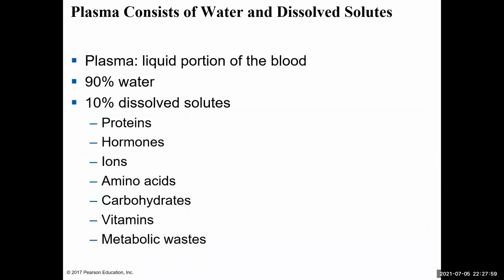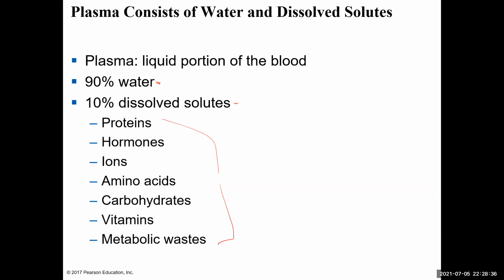So looking at the different components of whole blood, summarizing what's in those components and what they do, we're going to start with plasma. Like I mentioned, plasma is the liquid portion of the blood, mostly water, 90% water. The remaining 10% is all of the other stuff: your hormones, your ions, your molecules like amino acids, carbohydrates, etc. So that 10% is the dissolved stuff in the water.